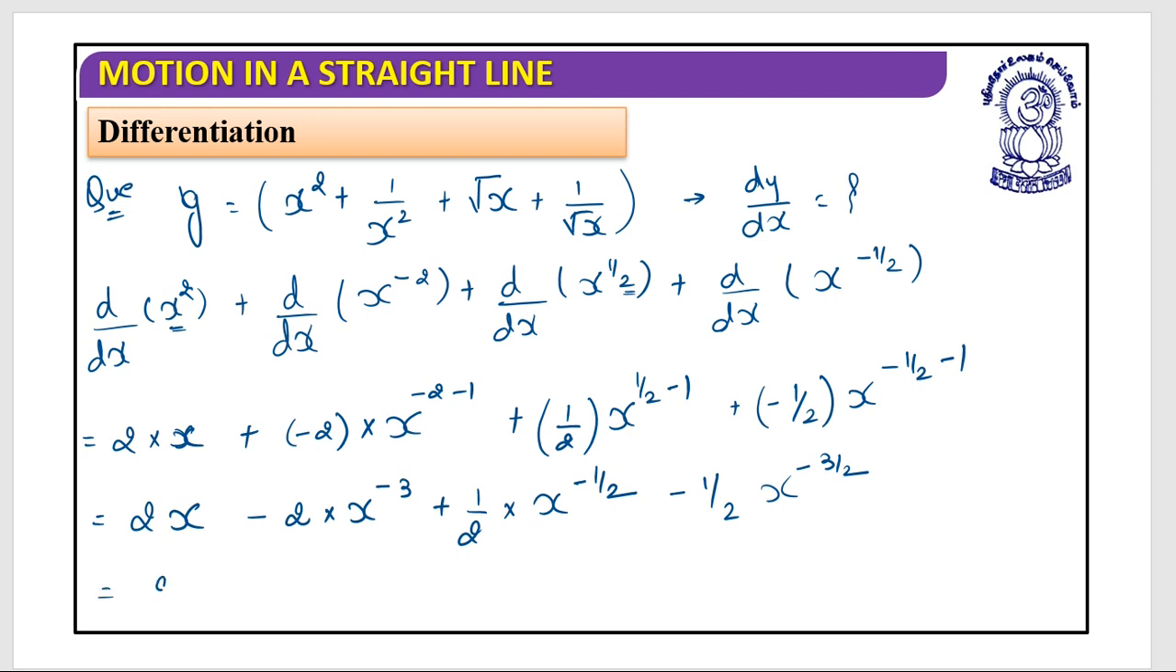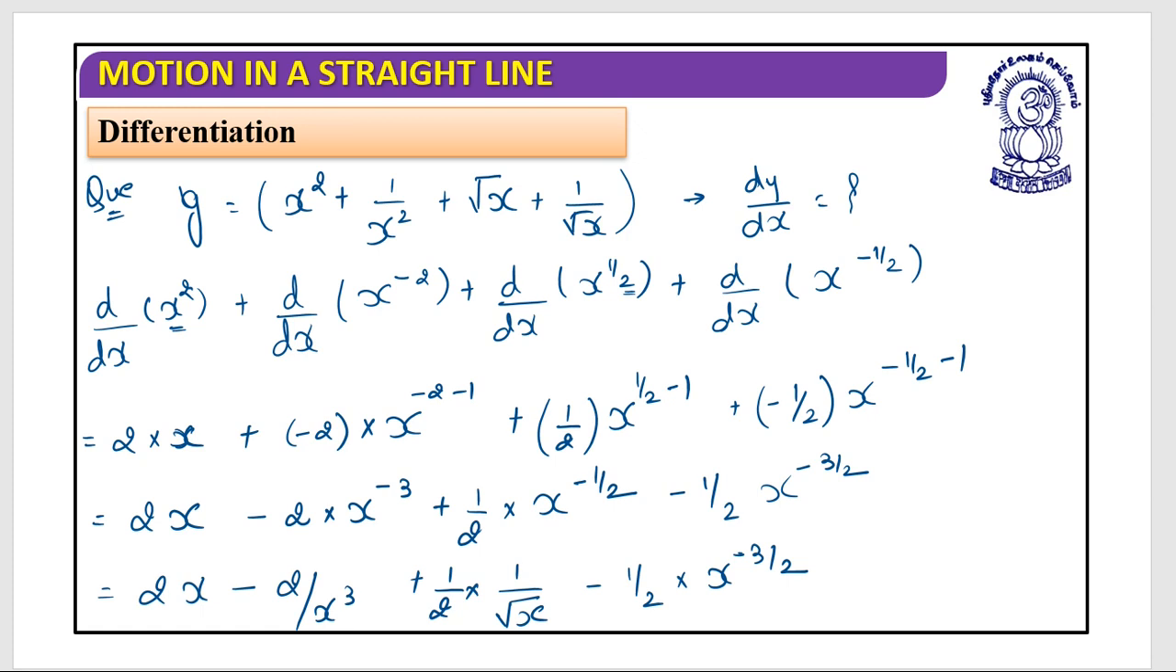So if I write it like this: 2x minus 2 divided by x cube plus half into 1 by root of x minus 1 by 2 into x to the power minus 3 by 2. Yes. Okay. After this, if there is a requirement of simplification, then you can apply basic mathematics and solve this. But are you clear with this?